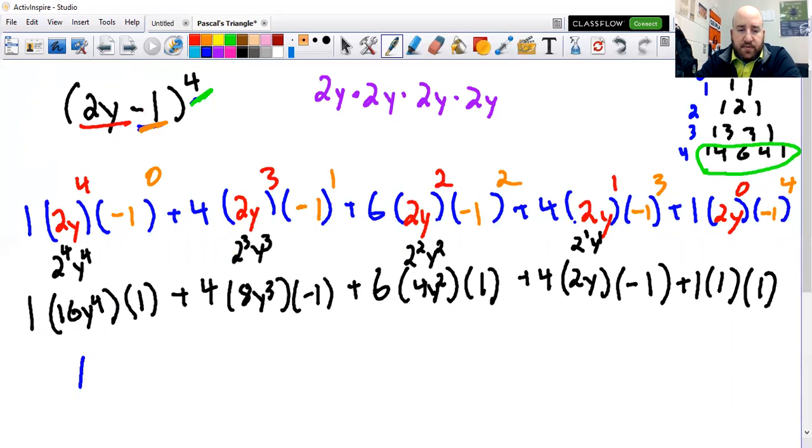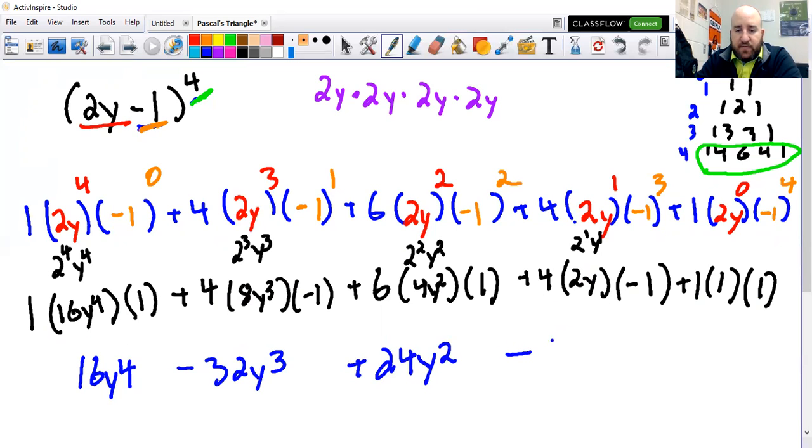1 times 1 times 16y to the 4th is 16y to the 4th. 4 times 8, 32y cubed times -1, so -32y cubed. 6 times 4y squared is 24y squared, and then times the 1's not going to do anything, so 24y squared. 4 times 2y is 8y, times -1 is -8y, and 1 times 1 times 1, of course, is 1.